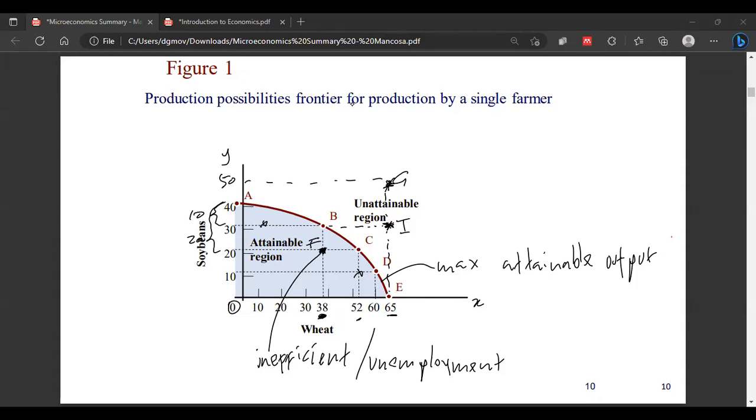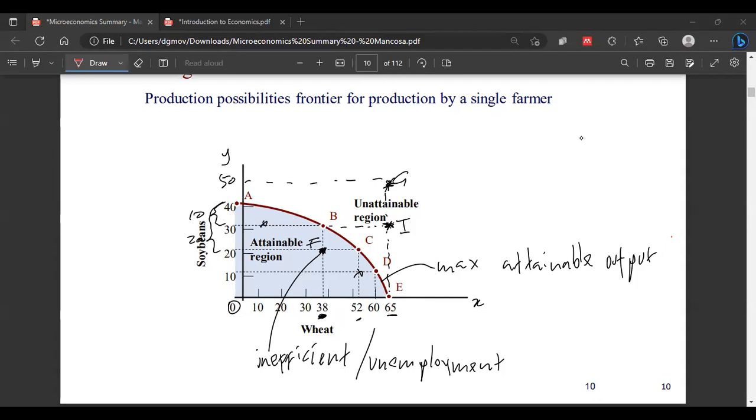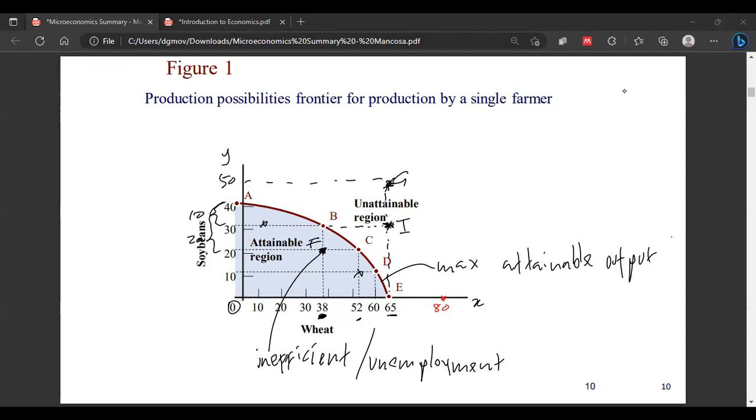So we are saying, if there's a technological advancement in producing wheat, let's say we are now able to produce 80 tons of wheat with the same resources. It now gives rise to a new PPC because of the improvement in technology.